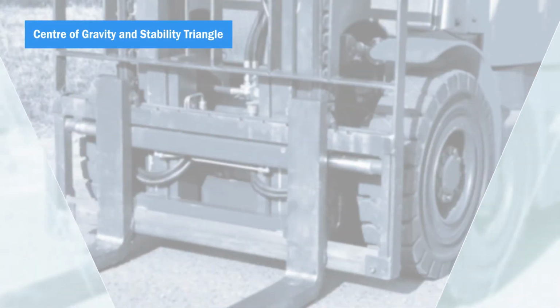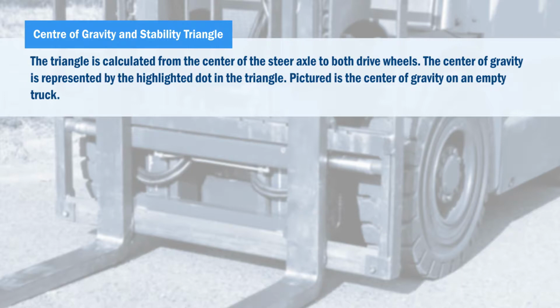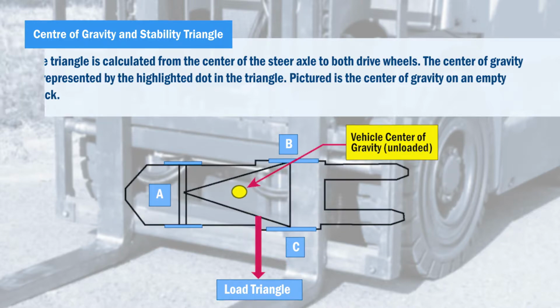Center of gravity and stability triangle. The triangle is calculated from the center of the steer axle to both drive wheels. The center of gravity is represented by the highlighted dot in the triangle. Pictured is the center of gravity on an empty truck.